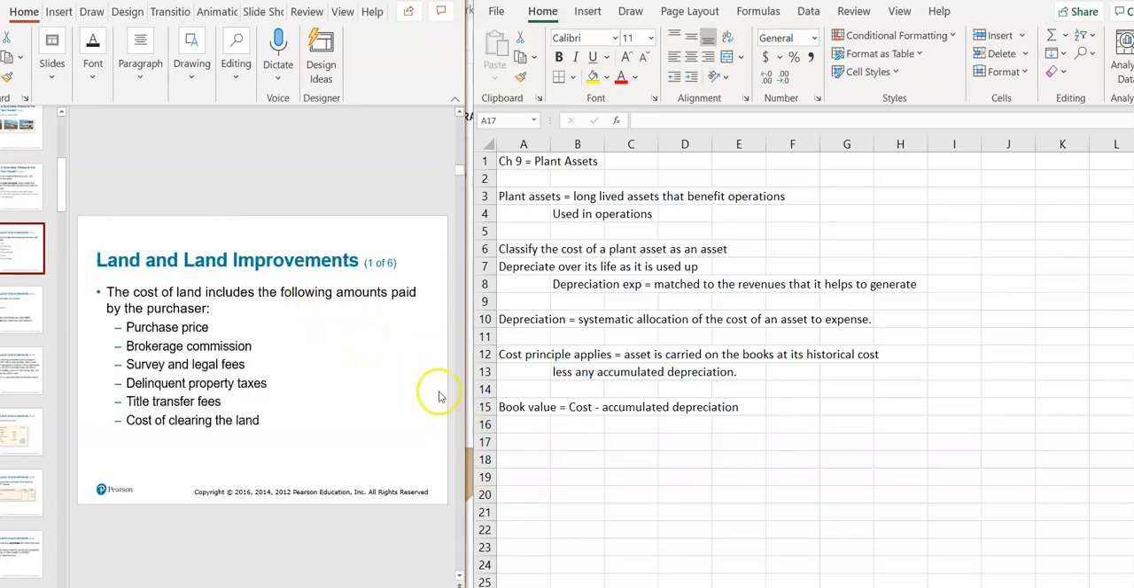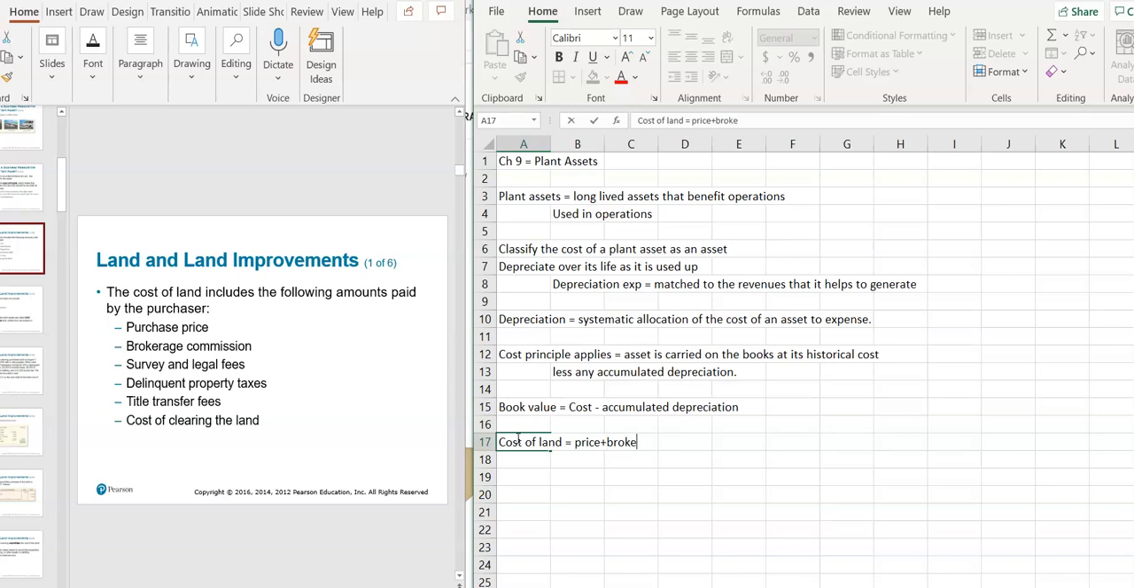Okay, so we've got a variety of things. The cost of land is typically going to be its price plus broker's fees, plus survey, plus any back property taxes paid, plus title fees, and then plus cost of clearing the land.